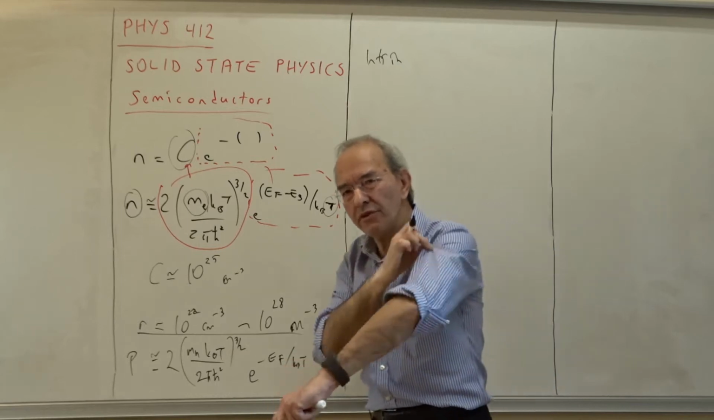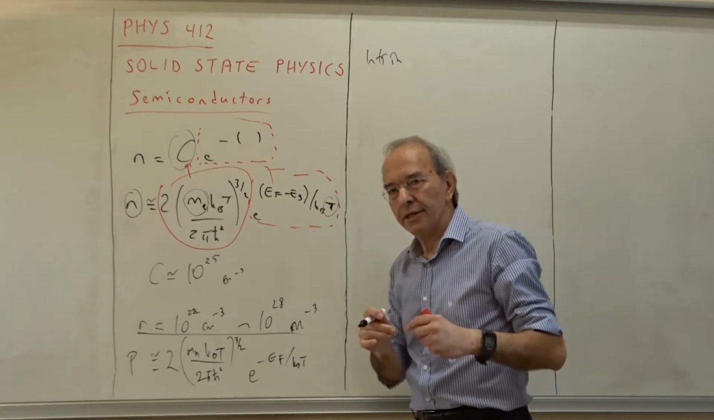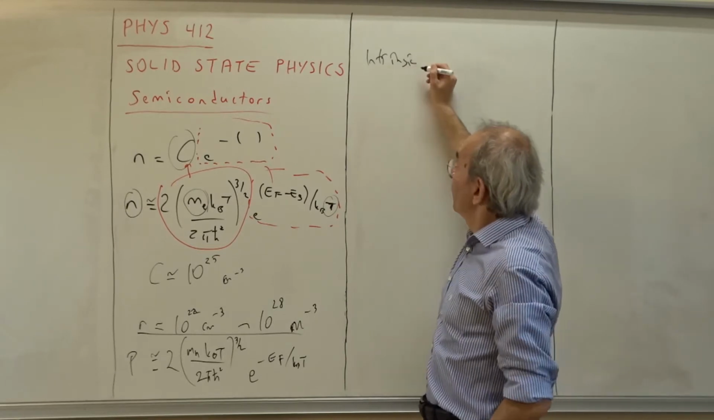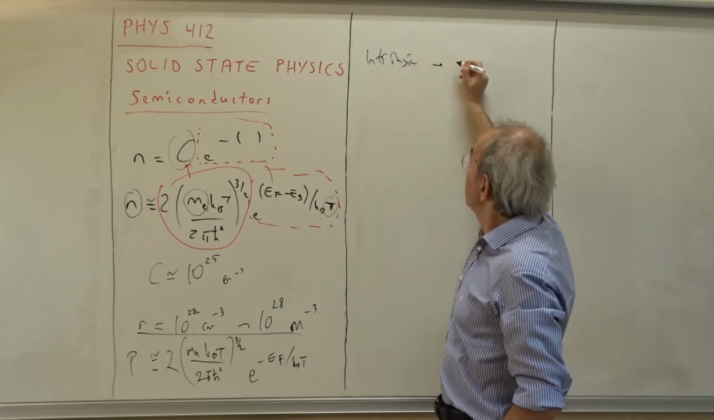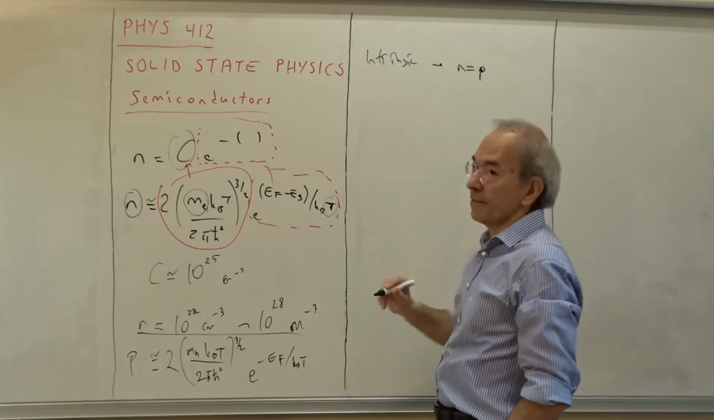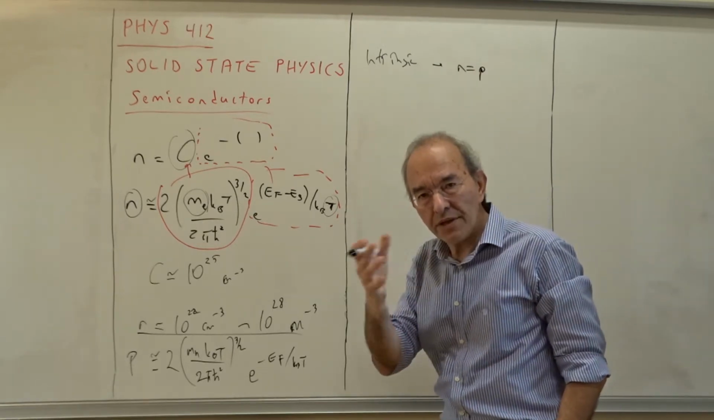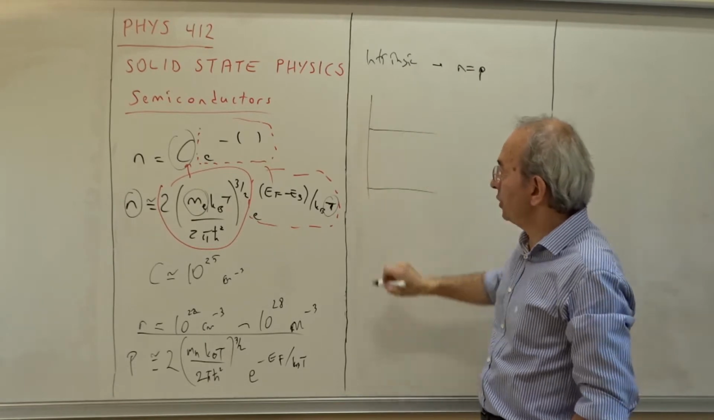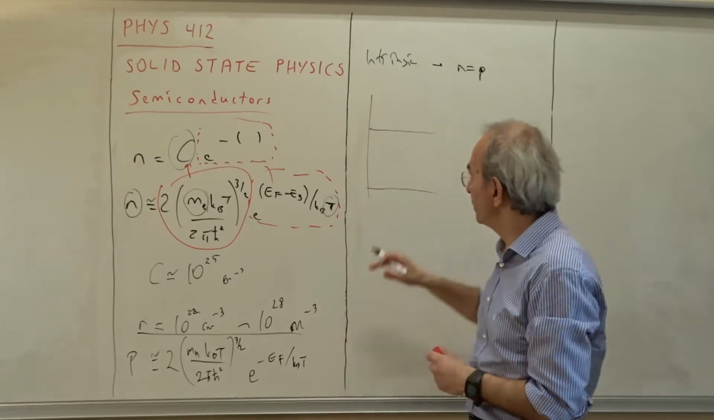All right. Then for the intrinsic case, let me just have a short review of the last part of the previous lecture. Intrinsic semiconductor means n is equal to p. So what do we mean by these n's and p's? And we also had an energy picture, and we calculated this.